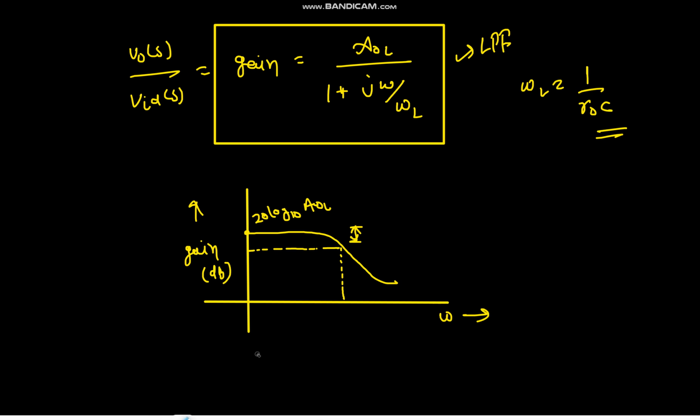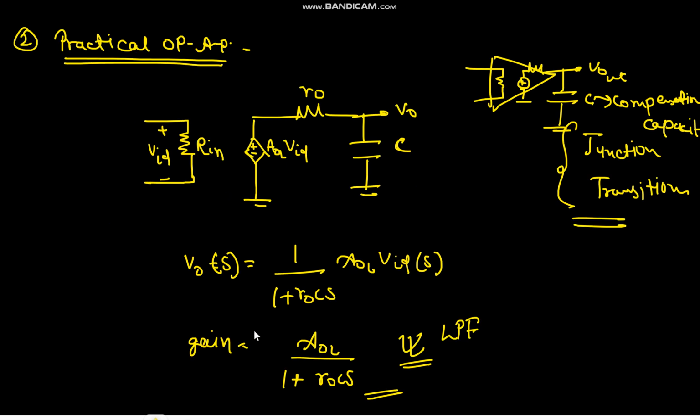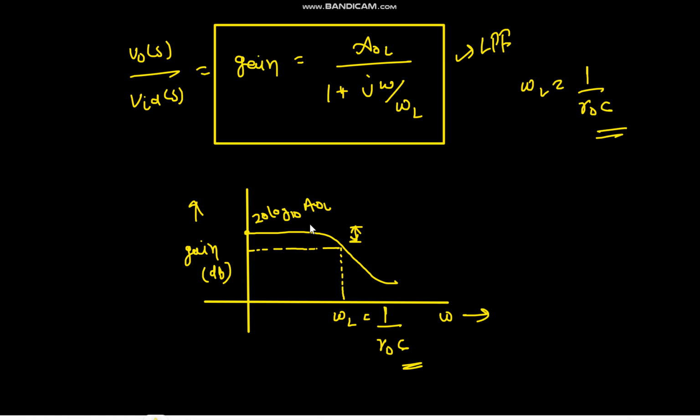So at 3 dB lesser, you have omega L, that is 1 upon R naught C. Okay, so that's how the response would look. Basically, for an ideal op amp we have this response, but for a practical op amp the response is the same as a low pass filter. Okay, so the response would look something like this.